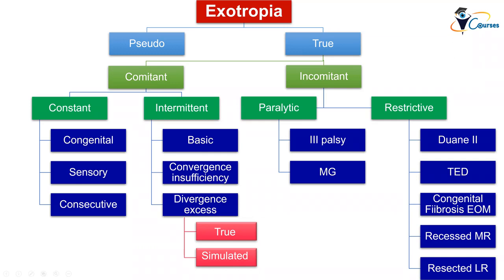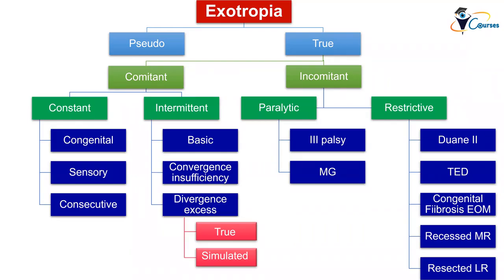And the restrictive can be due to affection of the muscles. It can be due to Duane syndrome. Again, we will discuss this later on. Thyroid eye disease, congenital fibrosis of extraocular muscles, recessed medial rectus. So weakening of the medial rectus can result in exotropia. Resected lateral rectus, like strengthening of the lateral rectus, will result in exotropia. Okay, clear? So this is for the esotropia and exotropia, like horizontal strabismus.